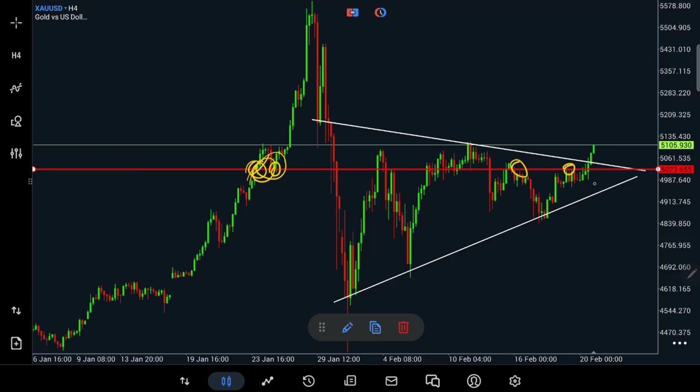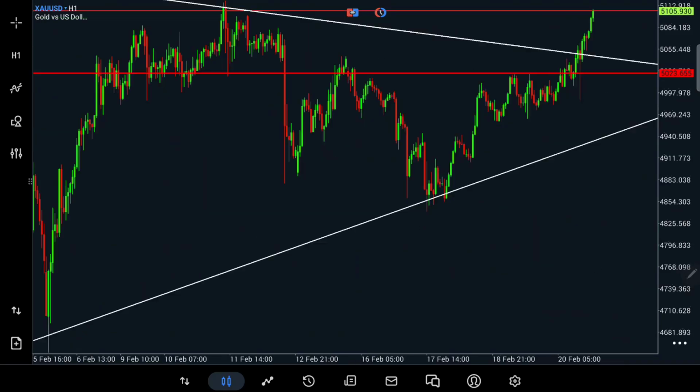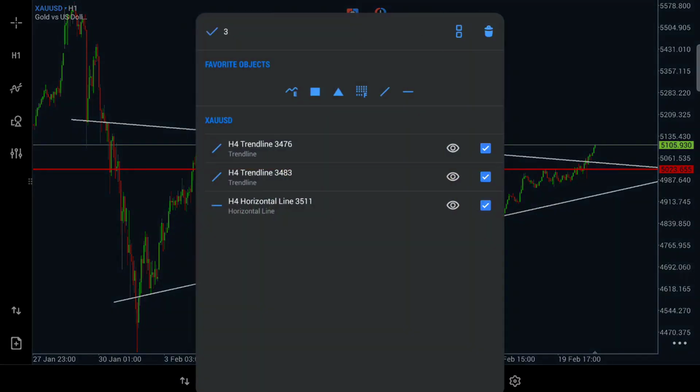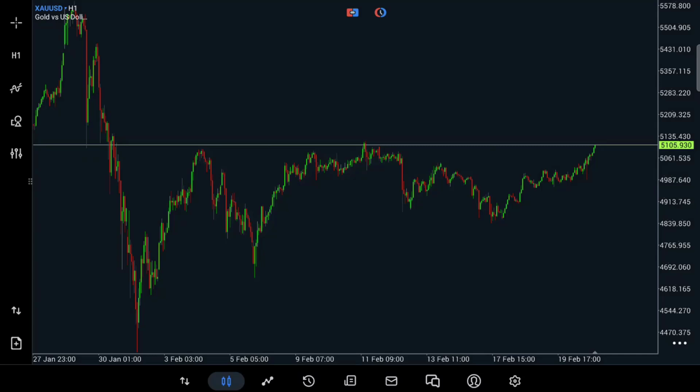There is another time, and after crossing that line, gold started with a spike. Okay, gold just started to spike, so we have to keep our concern on that. And if I especially want to go back to the H1 time frame, let's remove all of the H4 time frame data.